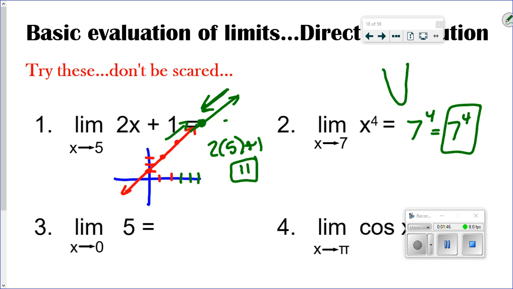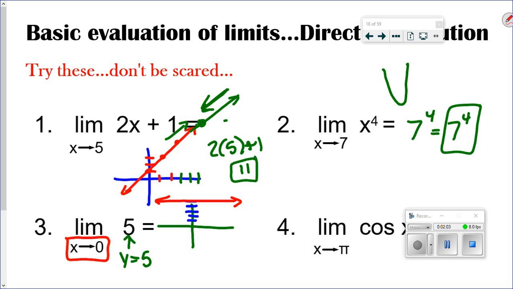Alright, so let's think about this one. This is really the equation y equals 5. So that's a horizontal line at 5. So the question is, what's the limit as x approaches 0? Well, if we go from the left, it's getting close to 5, and if we go from the right, it's getting close to 5, so the value must be 5. This is really the equation y equals 5, so no matter what x is, y is 5. So our answer there will be 5 using substitution.